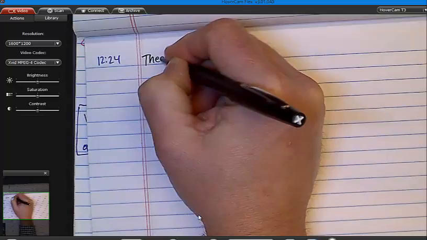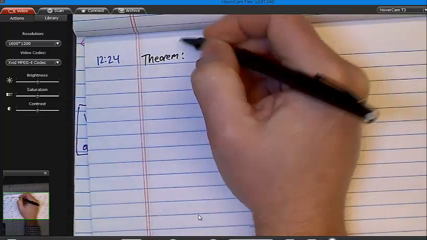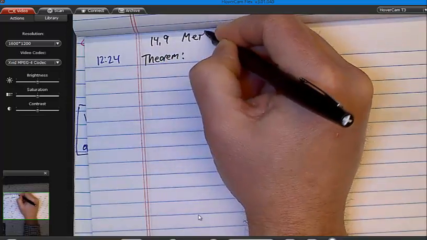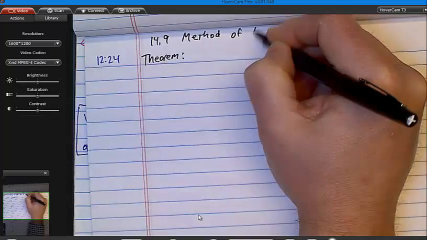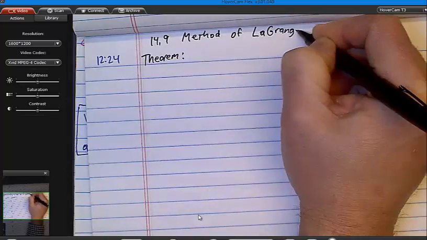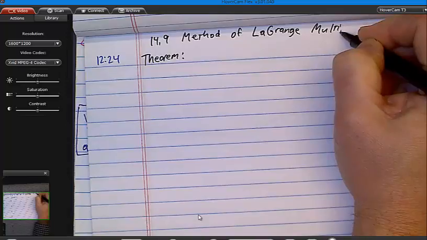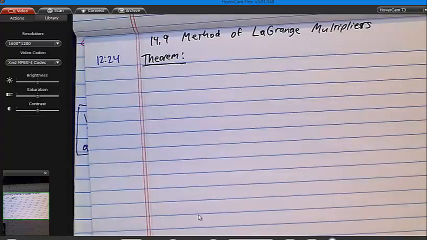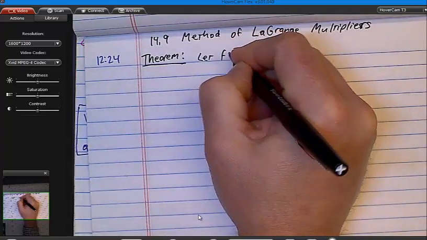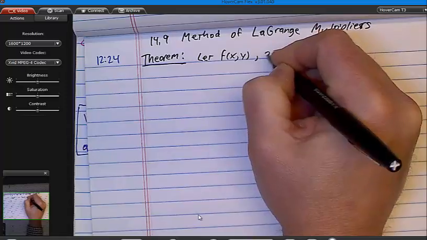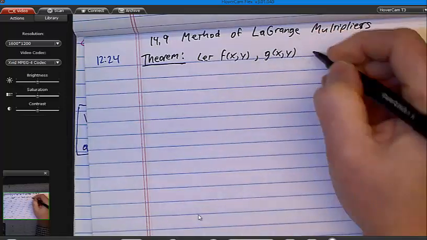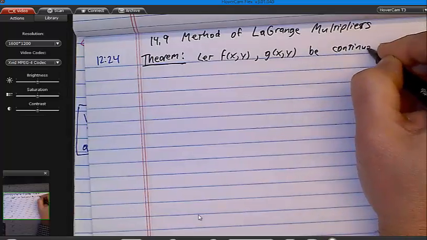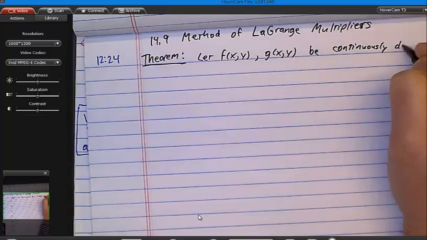So here's a theorem. What we're really doing here is section 14.9, the method of Lagrange multipliers. And so the theorem, which we can prove, is: let f(x,y) and g(x,y) be continuously differentiable.